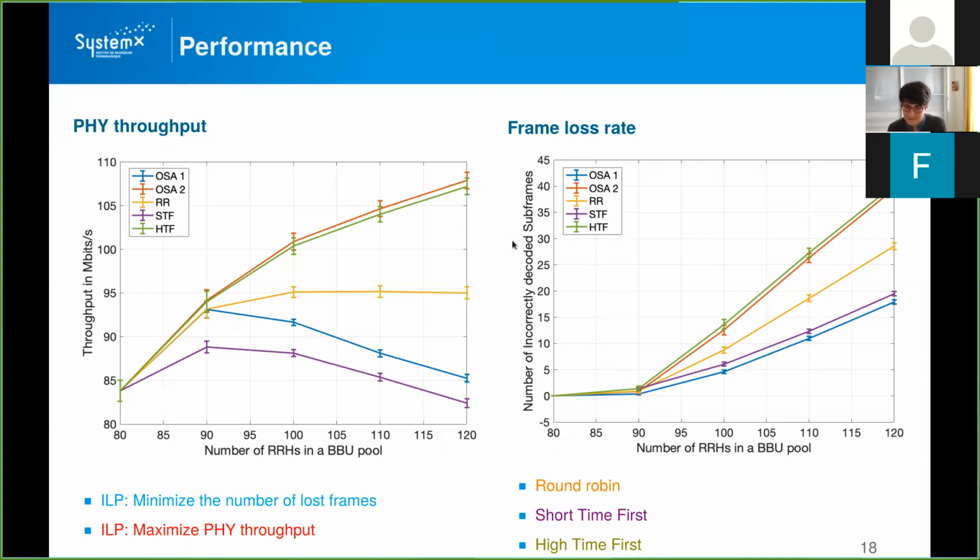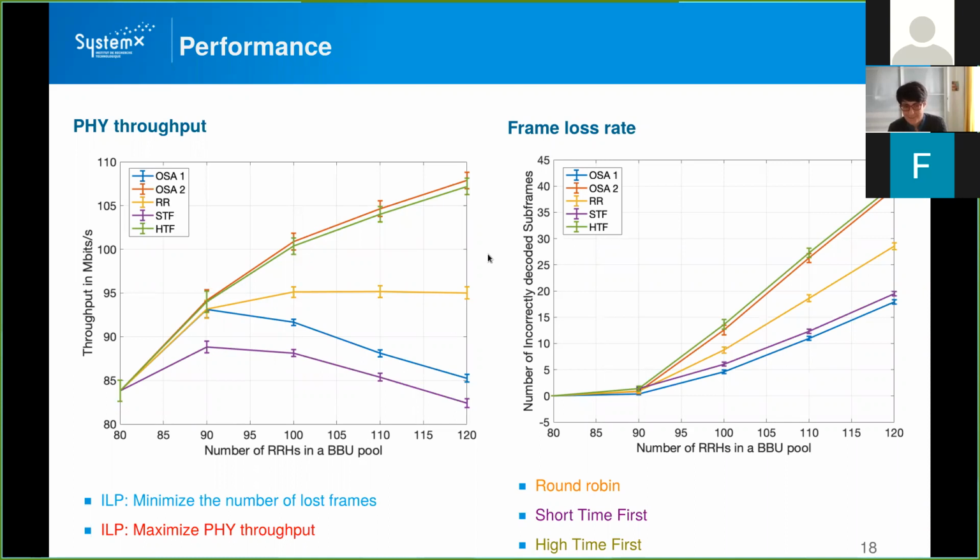And on the other side, we still have an exact solution, which is the blue one that minimizes the number of loss frames in the objective function. So this is the best performing strategy when we look at the frame loss rate. And once again, we have a heuristic, which is the short time first, that performs very close to that. And round robin is in between the two. And now we are somehow happy because we have solved this problem.